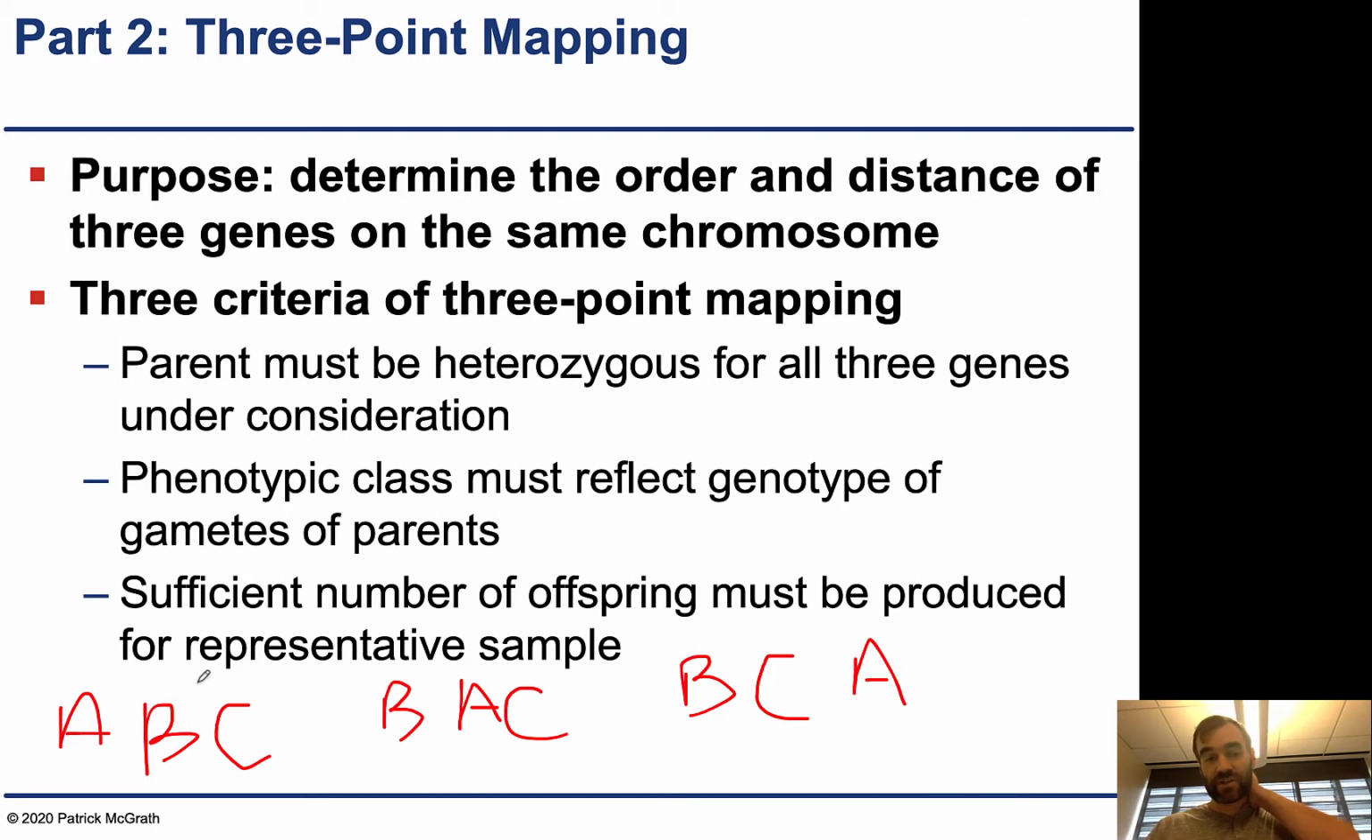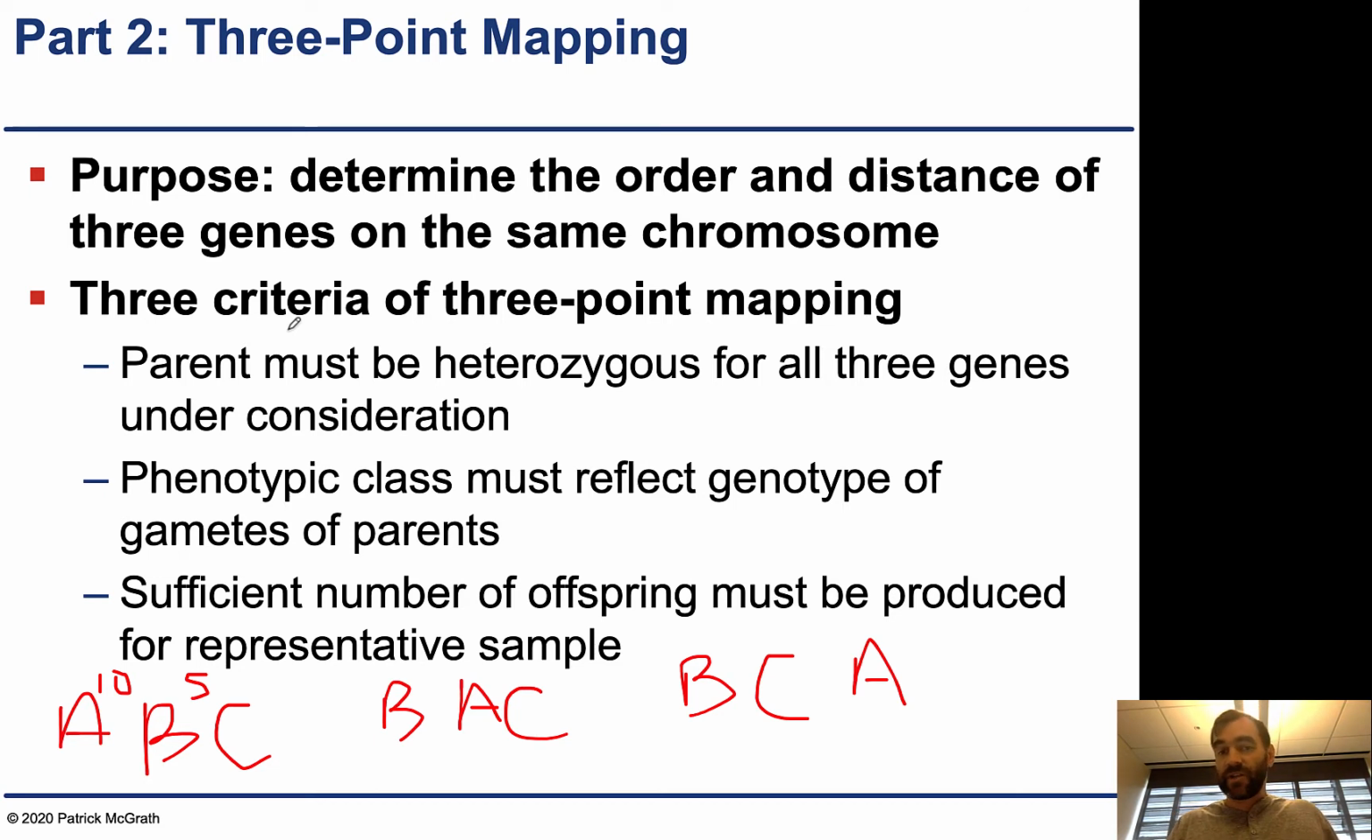So which gene is actually in the middle, and then on top of that also know, this is 10 centimorgans apart and this one is 5 centimorgans apart. So measuring both how far apart they are and then the order. And so how do we do that? This is where the three-point mapping comes into play. And so there's three criteria that need to be met.